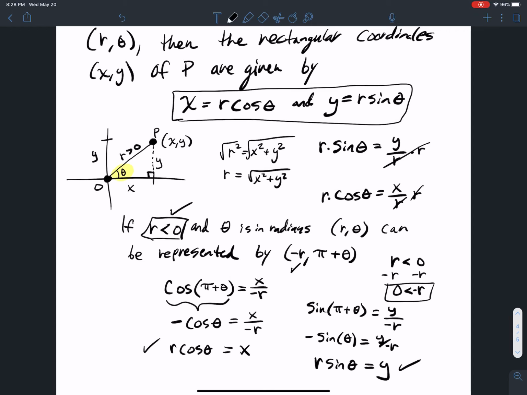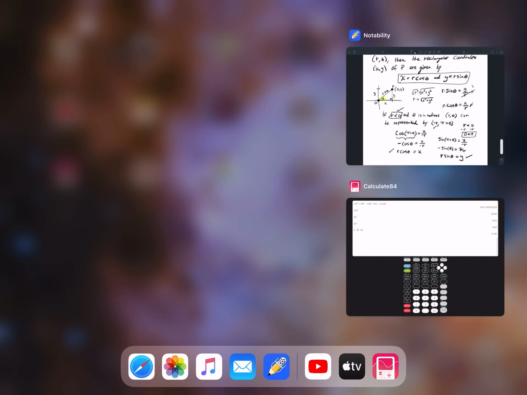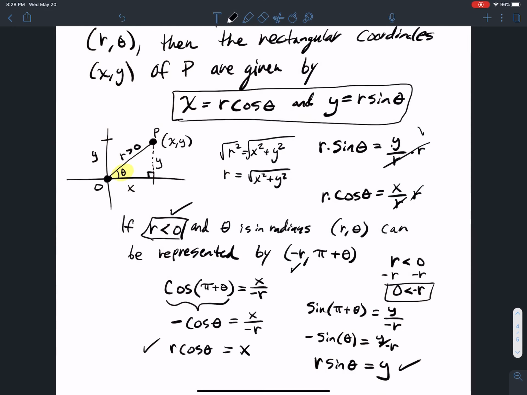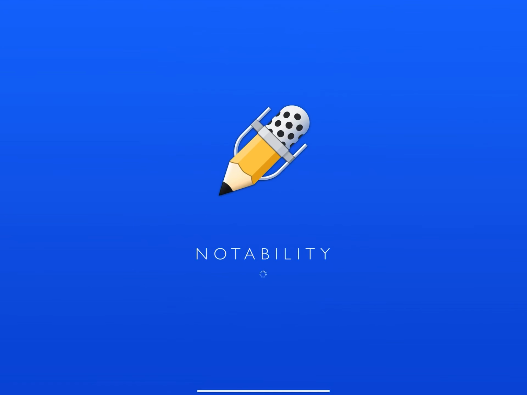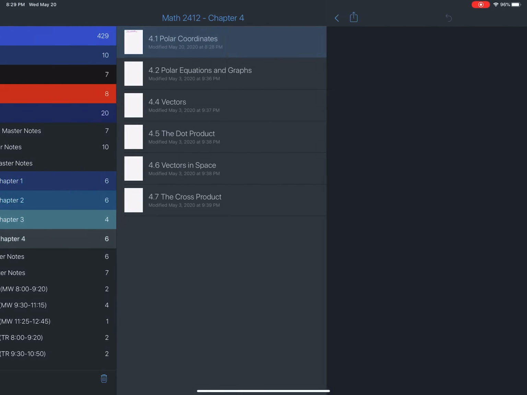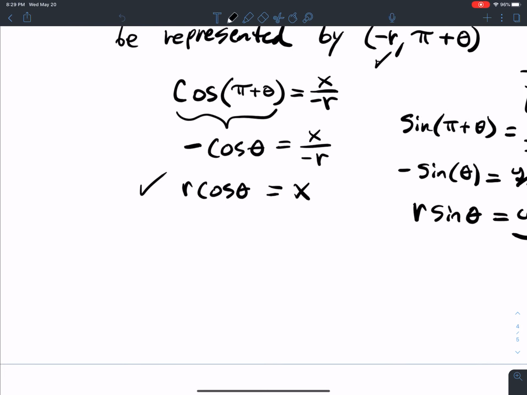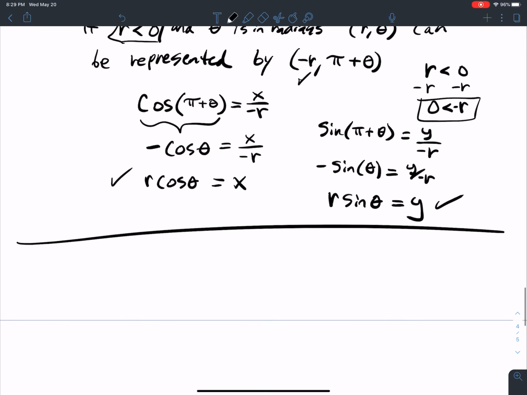Okay, so let's do an example where I convert. Uh-oh. What's going on here? Are we locked up? Let me get out of this and come back in. I'm going to clear it out and come back in and see if that'll fix it. All right, there we go.